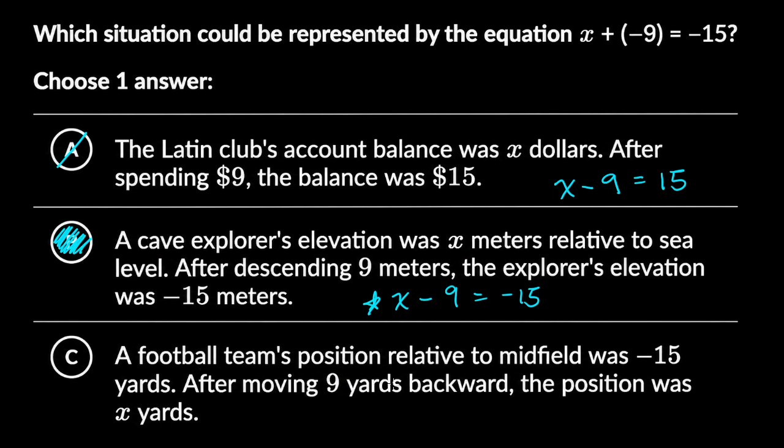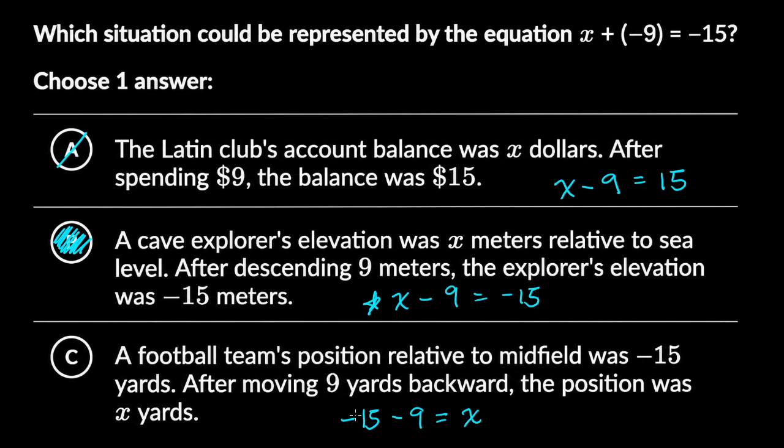A football team's position relative to midfield was negative 15 yards, all right? After moving 9 yards backward, I'm assuming backward is negative, so minus 9, the position was x. So this is going to be equal to x. So this is how I would interpret this.